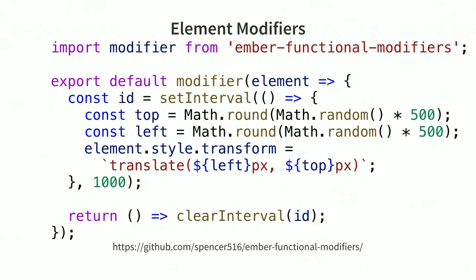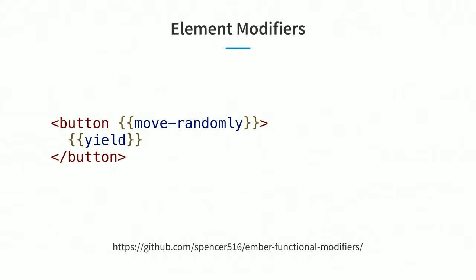This is a really awesome add-on called Ember Functional Modifiers, which is effectively like the hooks stuff in React, where you have a modifier that accepts an element, and it's expected to return a function that does the cleanup, the destruction, teardown, whatever you want to call it. This is obviously a very silly example. Why would you want to randomly move a thing around? But that's how you could use it. I was just showing the API.